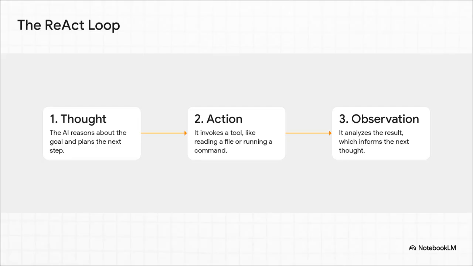At its core is this really simple but incredibly effective cycle called the ReAct loop. First, it has a thought. It thinks about your goal and figures out the very next thing it needs to do. Then it takes an action, like using one of its tools to read a file. And finally, it makes an observation. It looks at the result of that action. And then that observation feeds its very next thought. It just keeps running this loop over and over again until your high-level goal is complete.